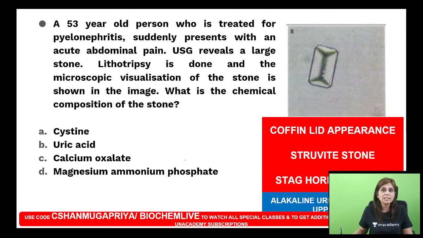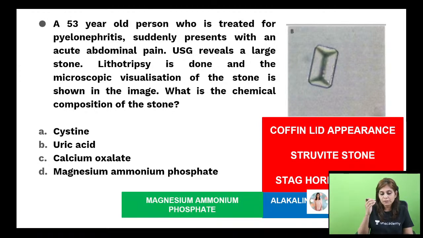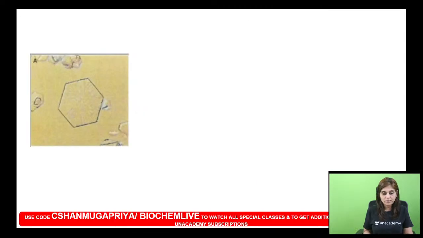What does MAP stand for? MAP stands for magnesium ammonium phosphate. You call it triple phosphate, but remember it is MAP, magnesium ammonium phosphate. So what are the facts that you have learned here? Coffin lid appearance is a feature of struvite stones. Struvite stones are more notorious to cause staghorn calculus, and struvite stones appear whenever there is upper urinary tract infection caused by urease producing microorganisms like Proteus. And the chemical nature of struvite stone is MAP. What does MAP stand for? Magnesium ammonium phosphate.